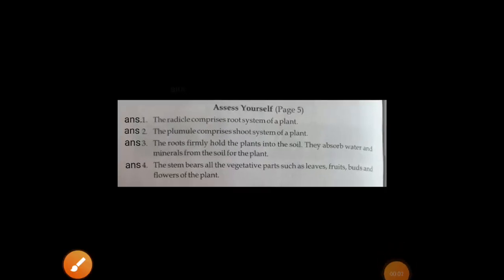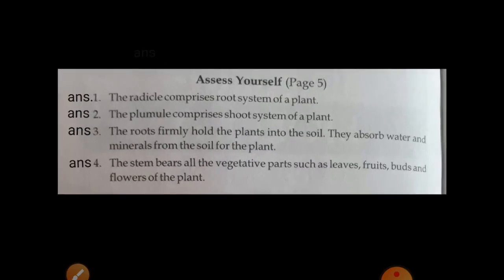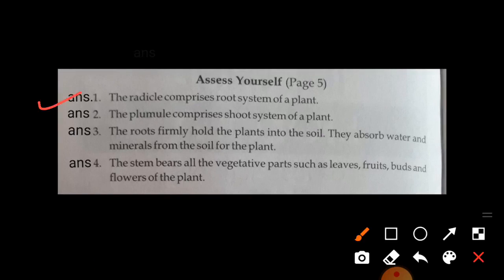Page number 5, see the Assess Yourself questions. Your first question is, what comprises the root system? Answer is, the radicle comprises the root system of a plant. Second question, what comprises the shoot system of a plant? So the answer is, the plumule comprises the shoot system of a plant.